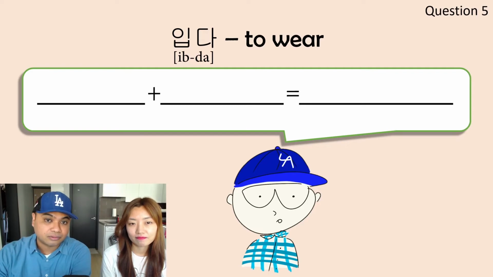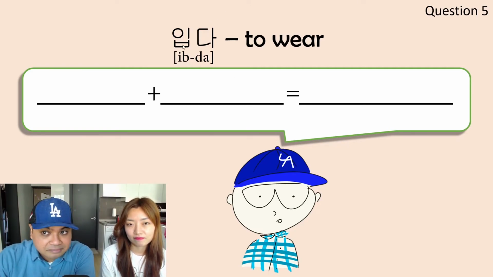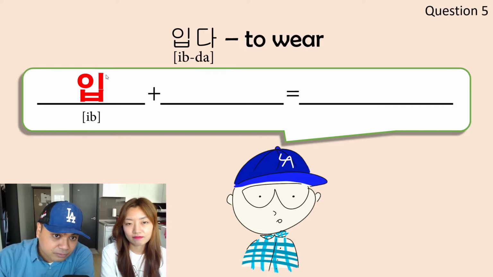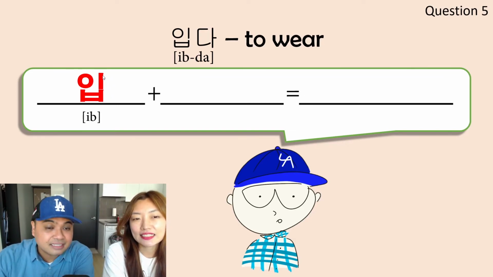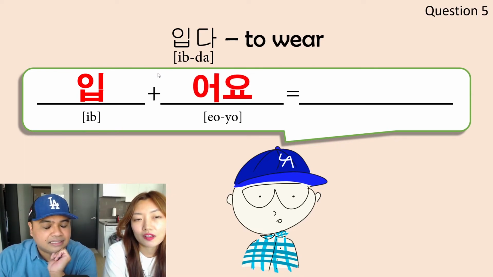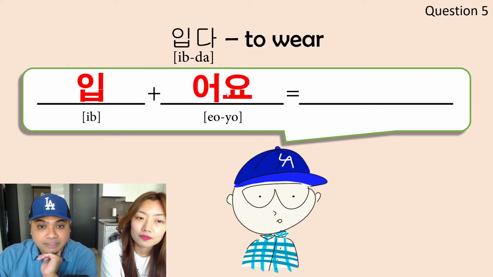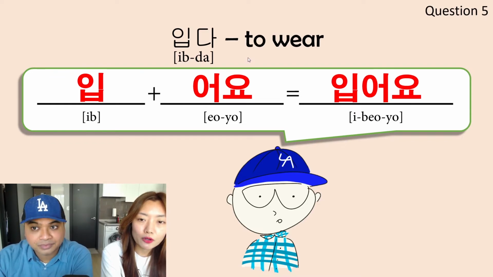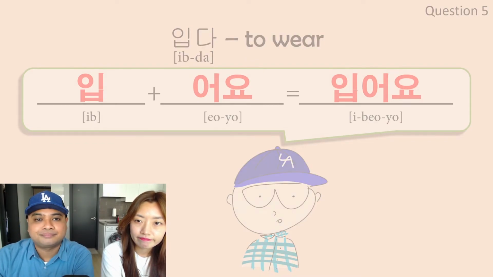And then, of course, we need to take out the da. We're left with 입. The last vowel is i, so we need to add 어요, because it's not an a or an o. When we combine this, we get 입어요. Iboyo, right? 입어요. All right, and question number 6, our last one.